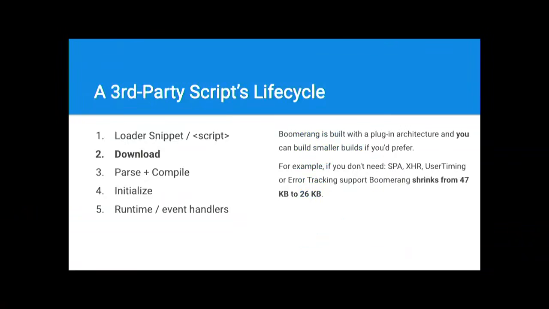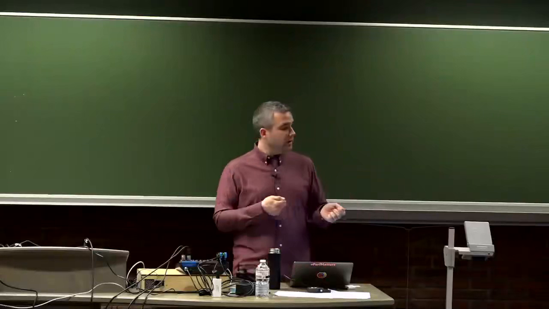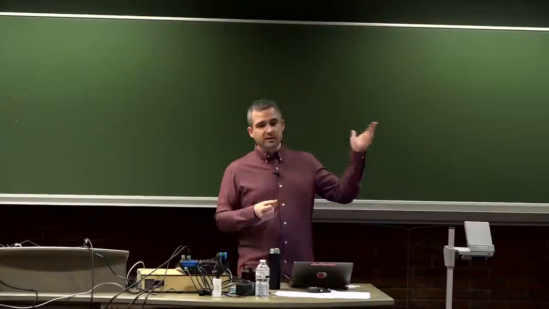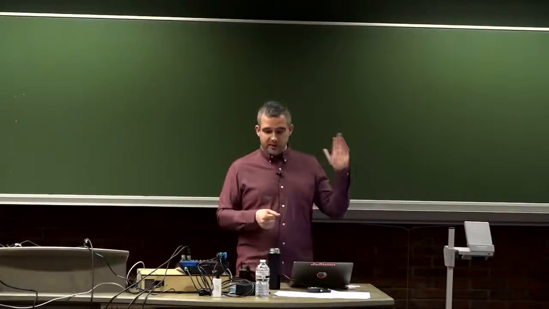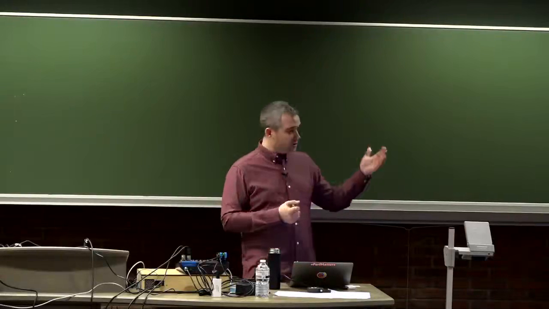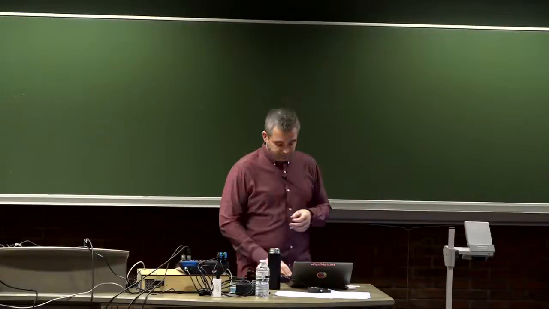Also, I did want to point out that the build that I was talking about is the Impulse-specific version of Boomerang, which is a pretty big build for all of our customers. If you're using the open source version of Boomerang, you can choose to build it smaller. We have a plugin architecture, and you can choose which plugins to include or not. So if you don't need single-page app support and JavaScript error tracking that we include for Impulse, you could trim it down to about half the size even.